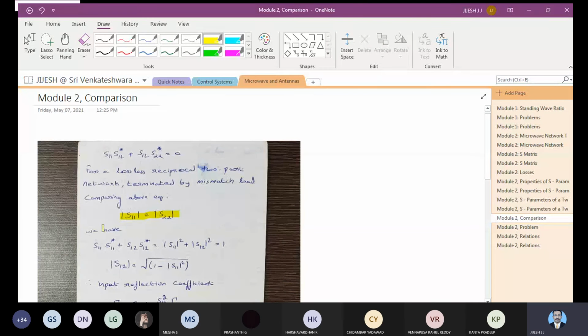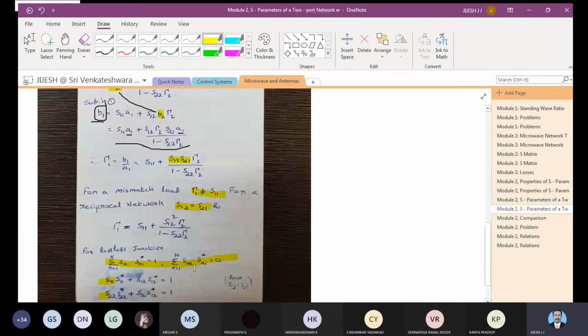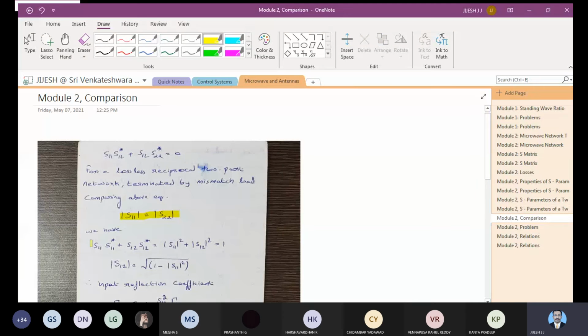I am going to take the equation here, S11, S11 conjugate and S12, S12 conjugate. We have actually written S11 squared in terms of S11, S11 conjugate before. So S11, S11 conjugate can be written as modulus of S11 squared, and S12, S12 conjugate can be written as modulus of S12 squared. So modulus S11 squared plus modulus S12 squared is equal to 1, or S12 can be written in terms of S11 as S12 is the root of 1 minus modulus of S11 squared.